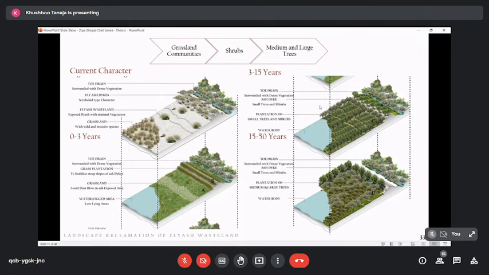Then within 3 to 15 years, when the slopes of the dikes are stable enough, we want to start planting shrubs and trees, and so on beyond 15 years. These are the major 3 steps, and it's basically a matter of time, when we do it and how we do it, when we see the site is ready to take up more.